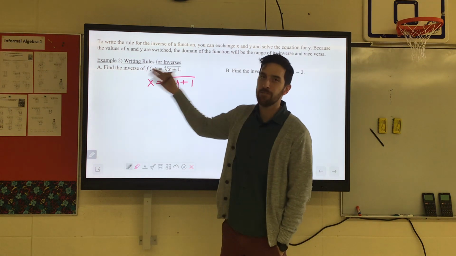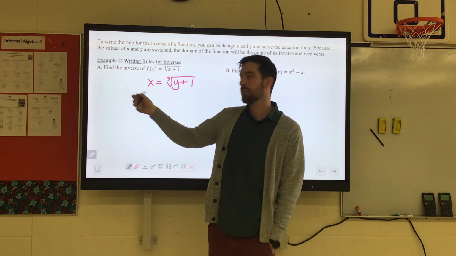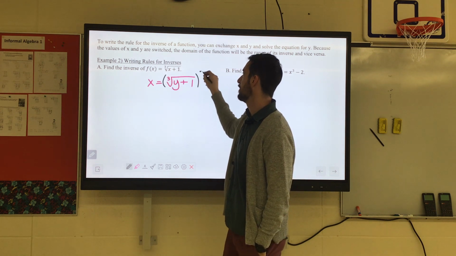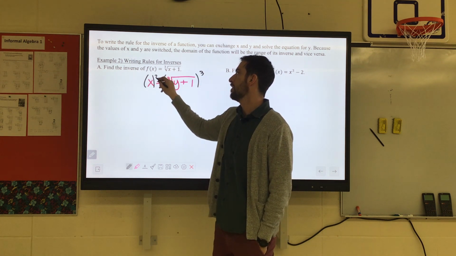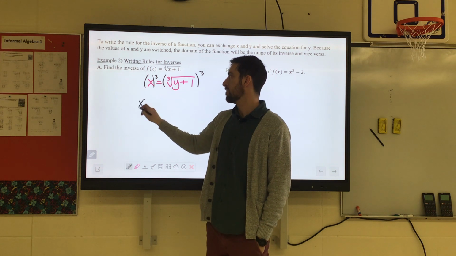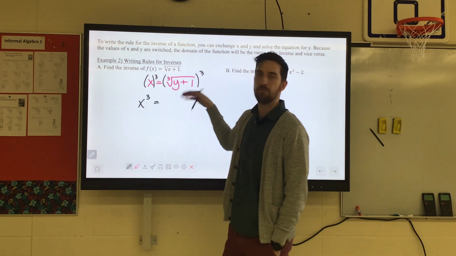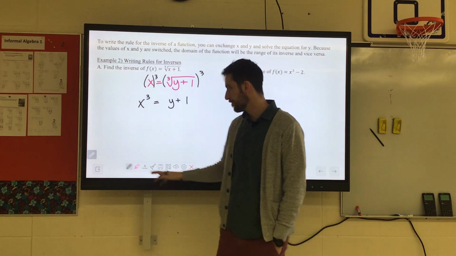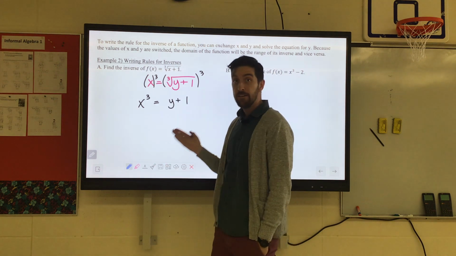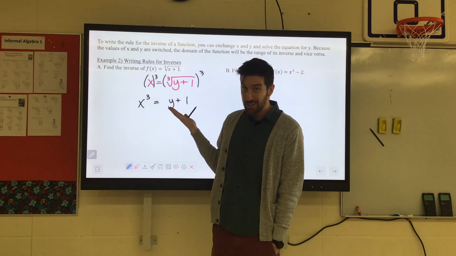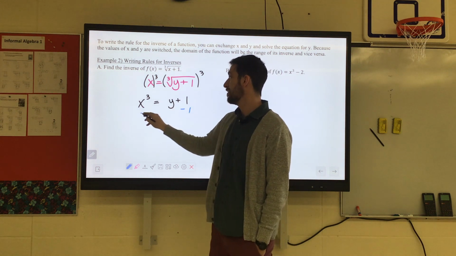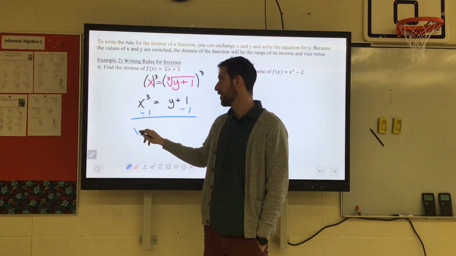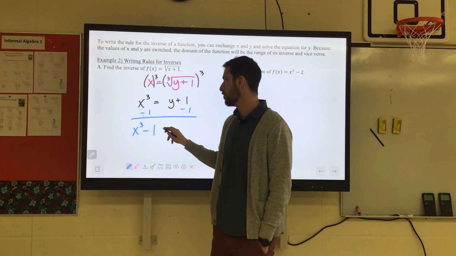So I see the cube root that we have to cancel out. We cancel out a cube root by cubing. So the left side will just have x cubed. The right side, the root cancels out, so we just have y plus 1. Now to get y by itself, how do you get rid of plus 1? Minus 1. So you do it to both sides. So we have x cubed minus 1 equals y.